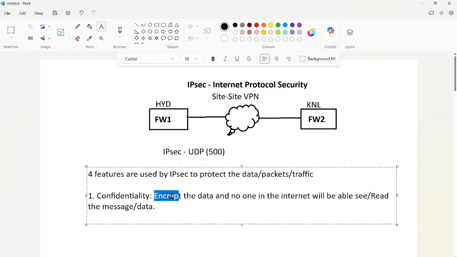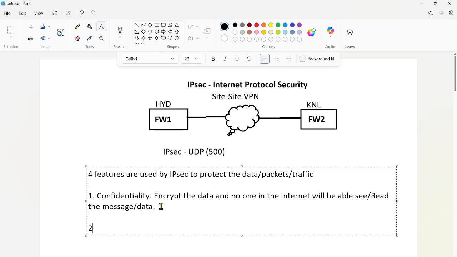That is taken care of by encryption algorithms. Before the data leaves the firewall, it is going to encrypt it and send the data over the internet. We will be building a tunnel, so obviously it will reach firewall 2. Once firewall 2 receives the data, it is going to decrypt it and forward the data towards the destination. This is how confidentiality works.